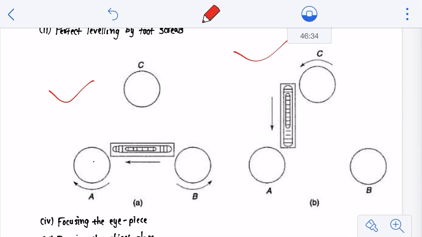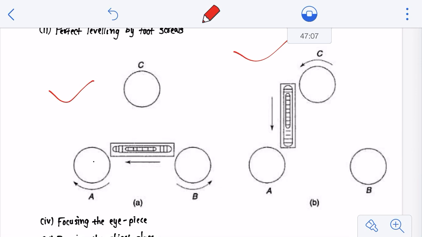So now you will try to rotate your foot screw, that is the capital C foot screw, which was not utilized in the first case, and you will try to take your bubble into the center. Once it is in the center, you can rotate your telescope in any direction, and you will see your bubble will remain exactly in the center of the leveling tube. Then and only then can you say your level is now completely level. The dumpy level is perfectly set up for the observation, and then you can go for the other adjustments.